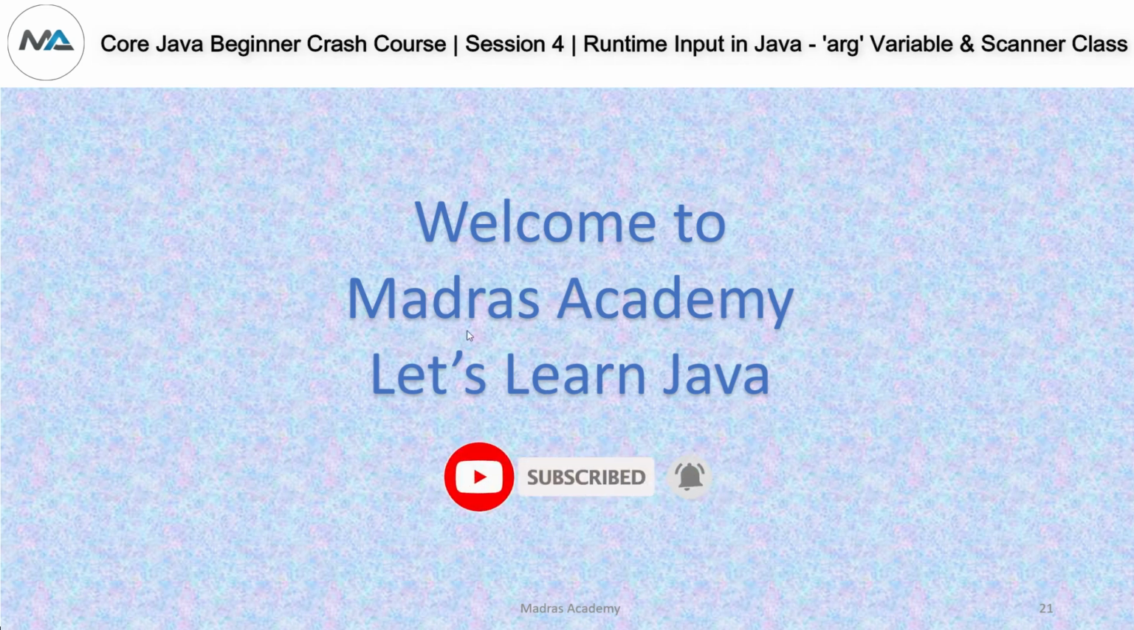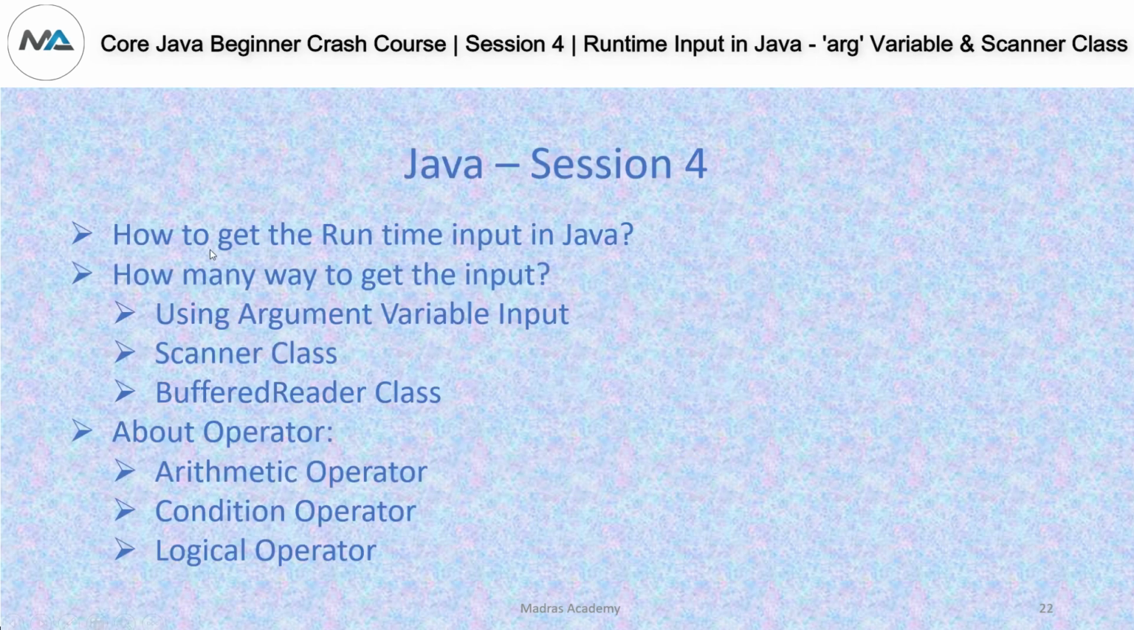In this session, we are going to learn how to get the runtime input in Java. How many ways are there to get the runtime input? Using the argument variable, we can get the runtime input, or you can use the Scanner class or the BufferedReader class. So in Java, we have three ways: argument, Scanner, and BufferedReader. Using these three formats, we can get the runtime input.